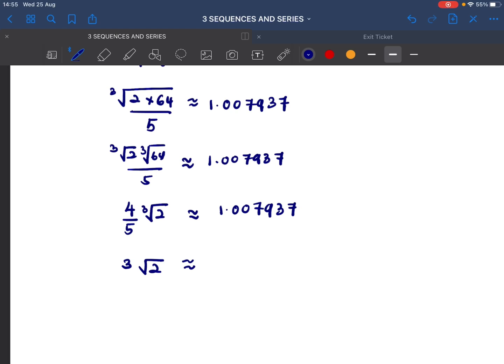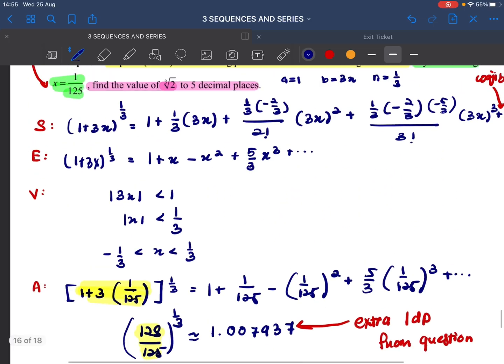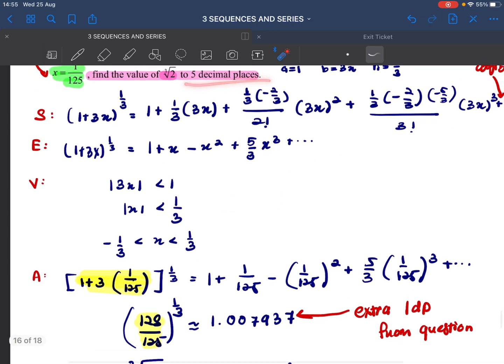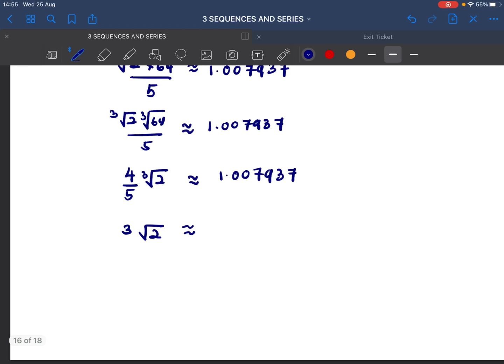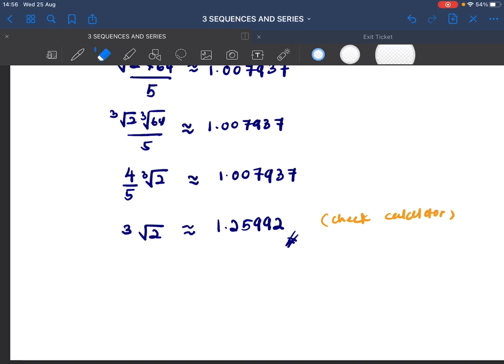But now this is the final answer. Make sure you follow the question, which said in 5 decimal places. So we have to give our final answer in 5 decimal places. So here you will get 1.25992. Okay, so this is our final answer. And make sure you check your calculator. Boleh tekan calculator, cube root 2. Tekan cube root 2 tu, you are going to get the same answer.